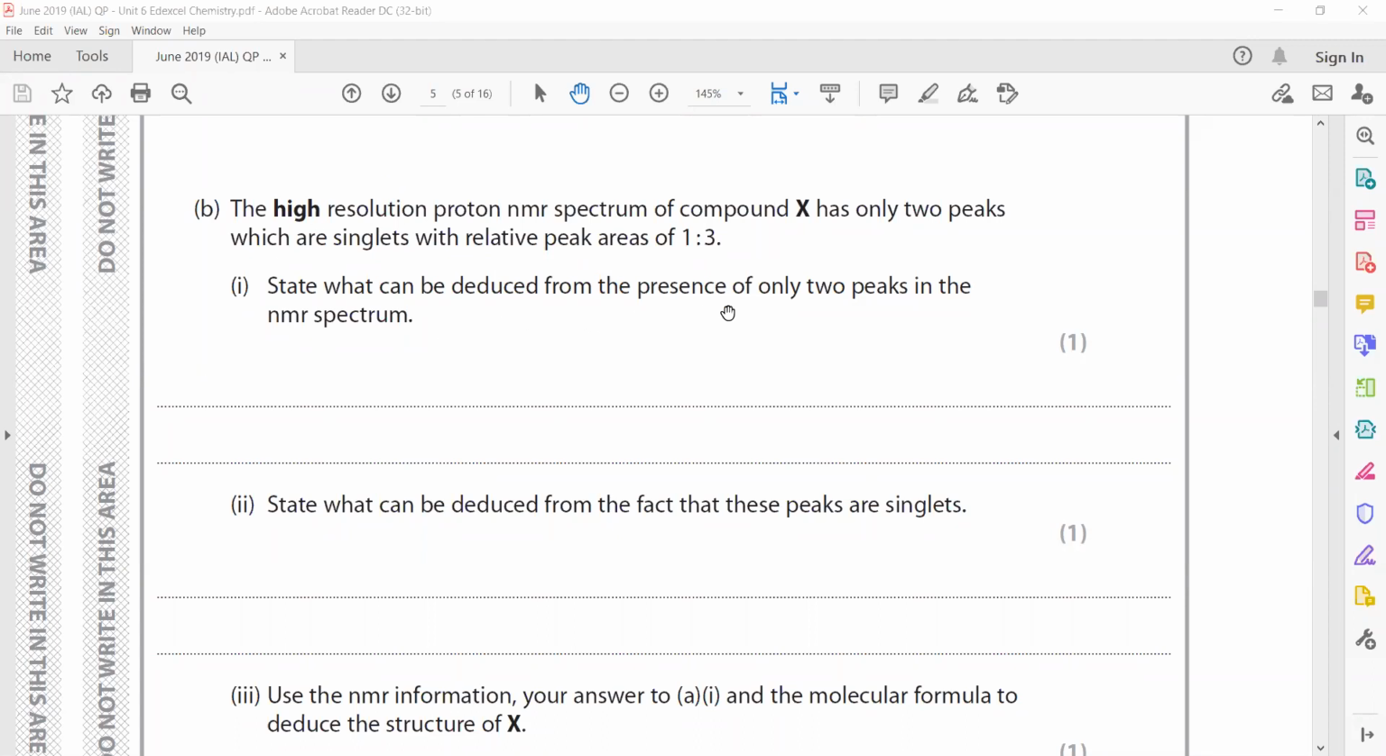What can be deduced from the presence of only two peaks in NMR? If there are two peaks, what can we say? The number of peaks in NMR shows the hydrogen environments. So it shows there are two hydrogen environments or two proton environments. Why do we call hydrogen a proton as well? In this case, the net magnetic field is due to the proton. So we can say two proton environments, or we can also say two hydrogen environments are there.